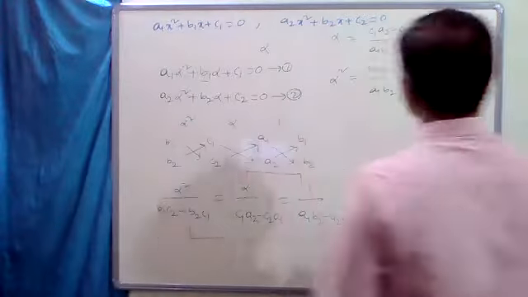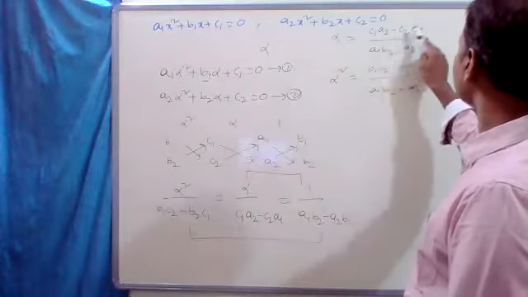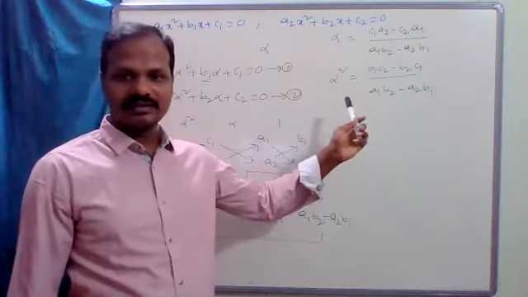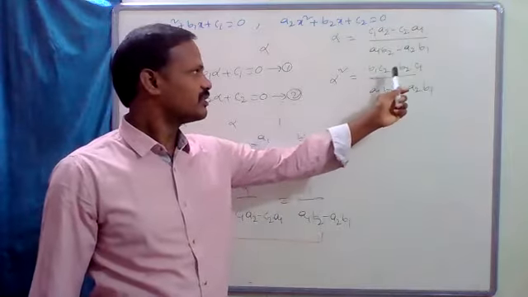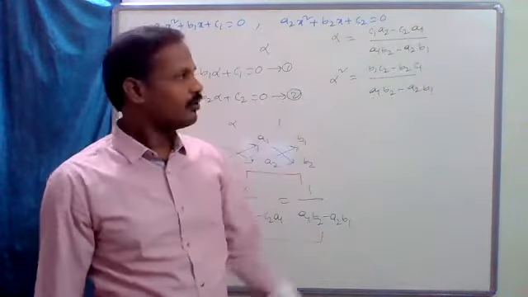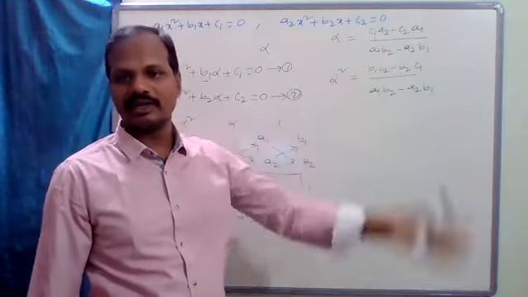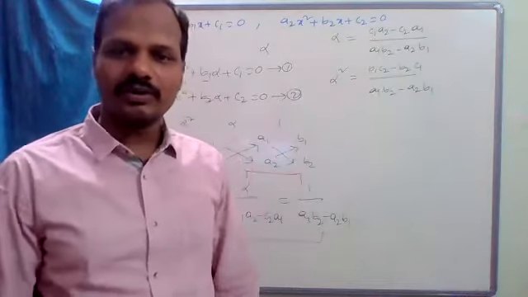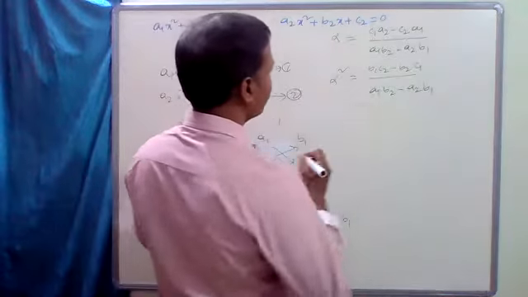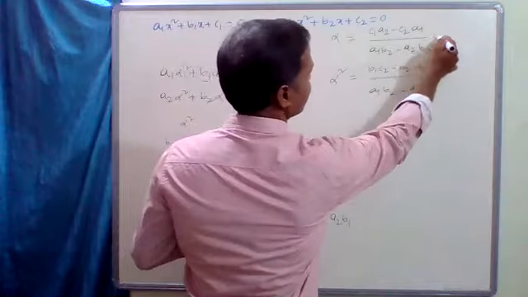Okay, fine. Now alpha equals (C1A2 minus C2A1) by (A1B2 minus A2B1). Alpha square equals (B1C2 minus B2C1) by (A1B2 minus A2B1). Now you have to eliminate alpha. Then you will get the relation between the coefficients of the quadratic equations. Now here alpha square is there, but what is the value of alpha? This one is the alpha value.